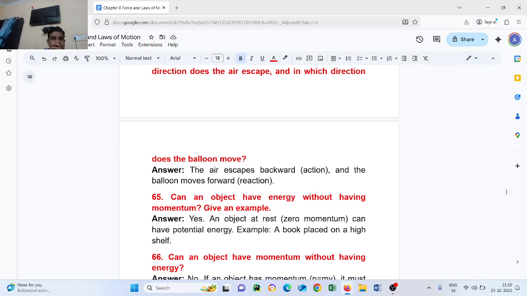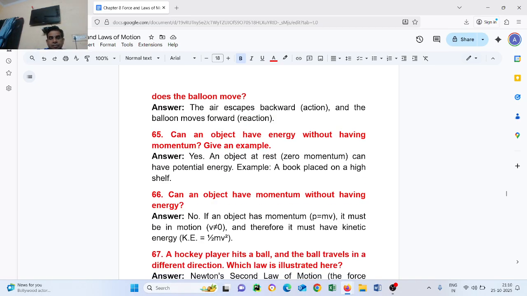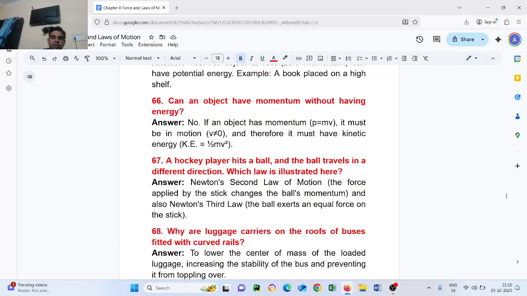Can an object have energy without having momentum? Give an example. Yes, an object at rest has zero momentum but can have potential energy. Example: a book placed on a high shelf. Question number 66. Can an object have momentum without having energy? No. If an object has momentum, p not equal to zero, it must have motion, v not equal to zero, and therefore it must have kinetic energy, K equal to half m v square.